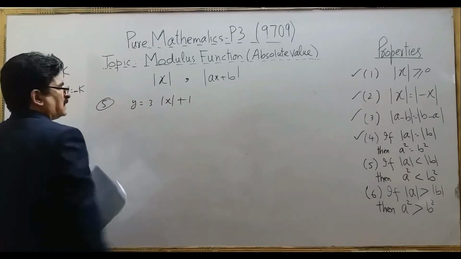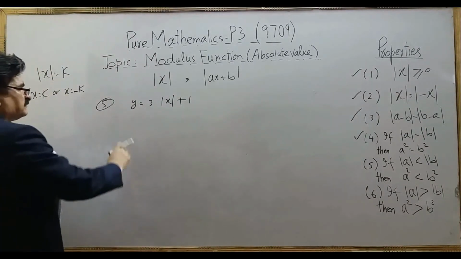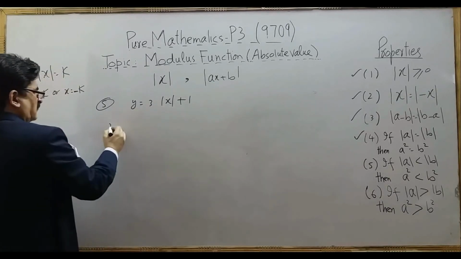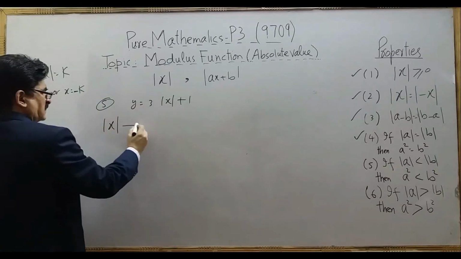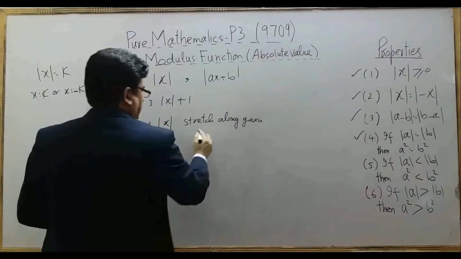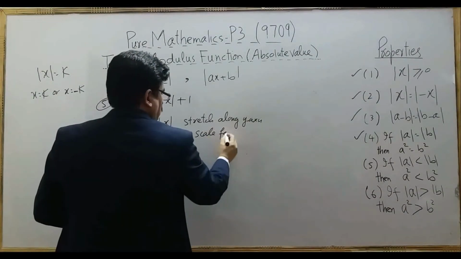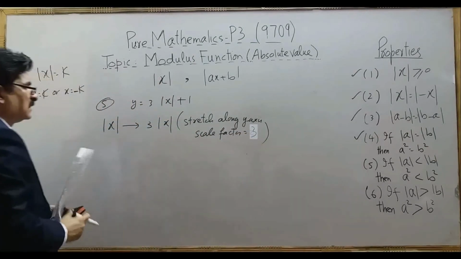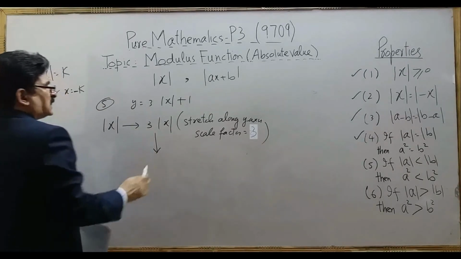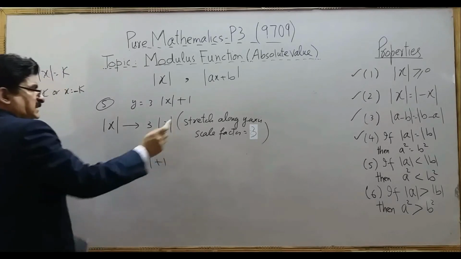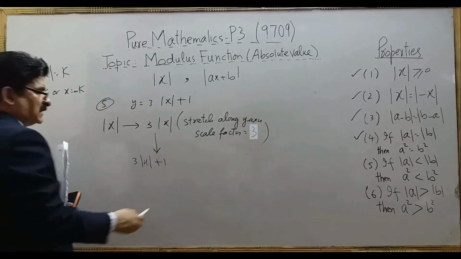Here you have one method, critical value 0, then make a table. Second method, you see that first we sketch the graph of |x|, then 3 times |x|, which is a stretch, or you can say scale factor. And then what will you do? Then you will translate this graph, translation along the y-axis, 2 units.